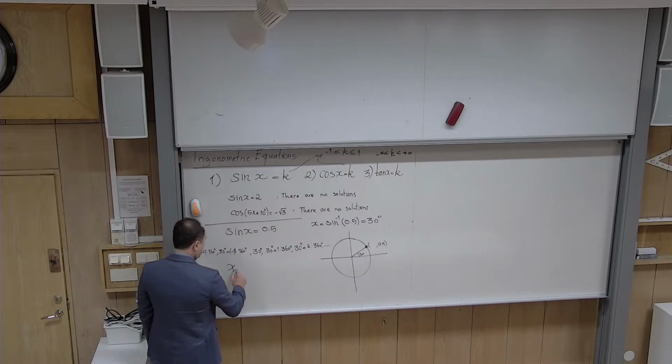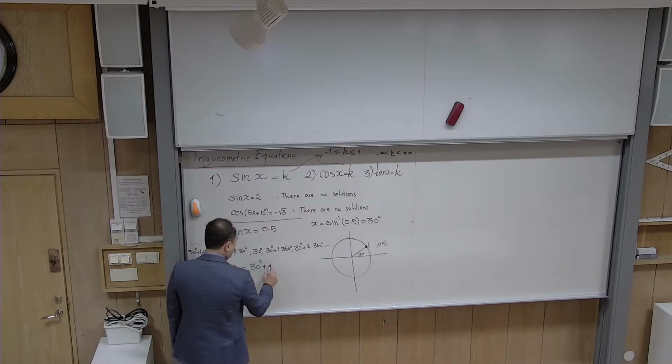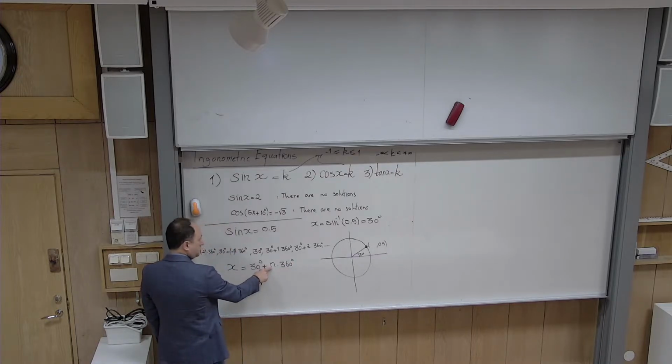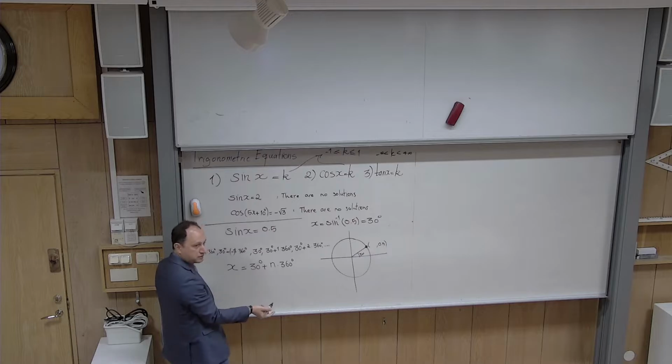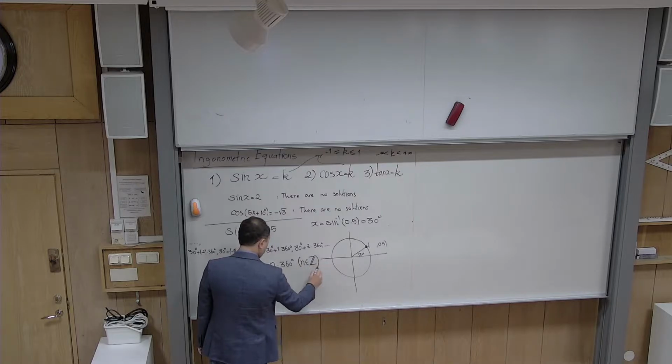So I would say that x is equal to 30 degrees plus a multiple of 360 degrees. What multiple? A multiple n times 360 degrees. And then if people ask you what n is, because n was not in the problem in the beginning, I bring it in. Whenever you bring a new variable in, you have to define it. So I would say that n belongs to the set of integers.